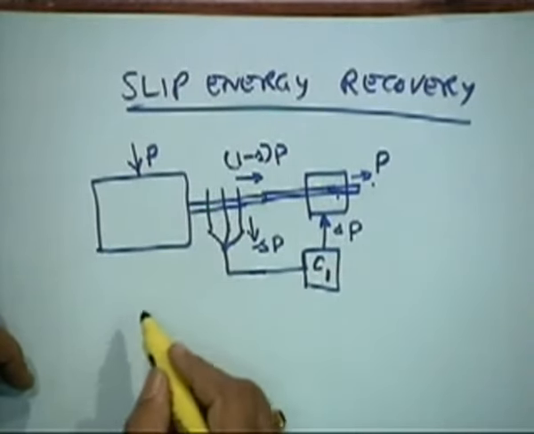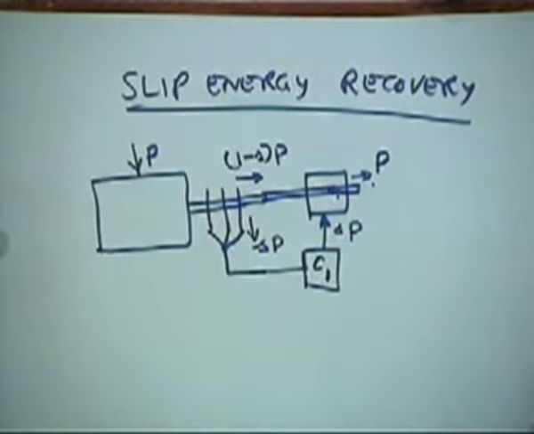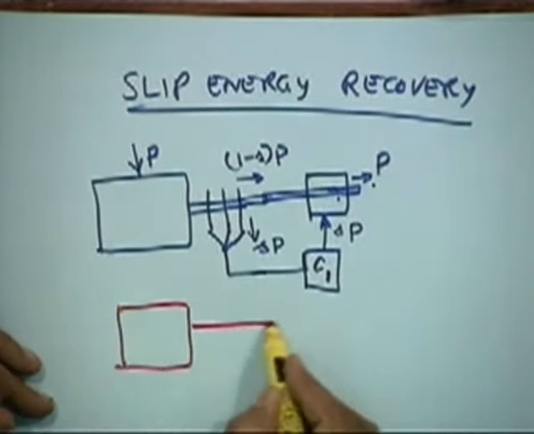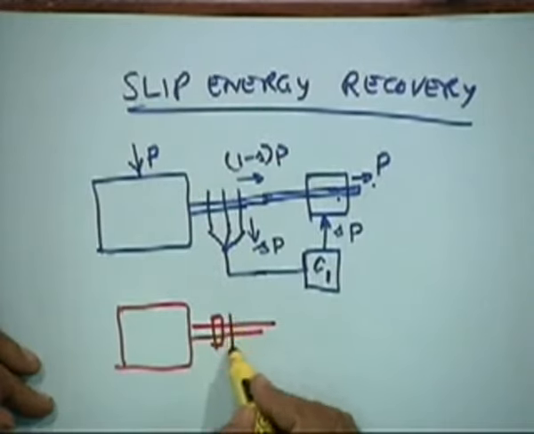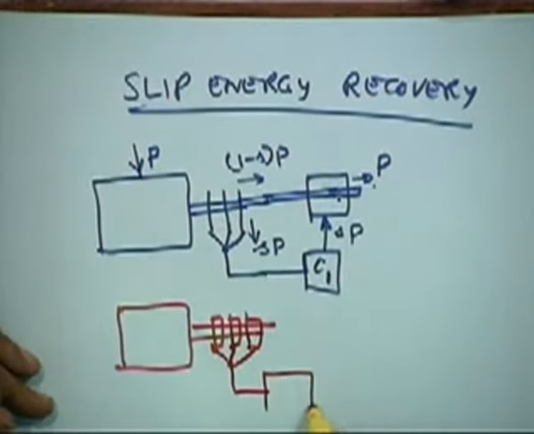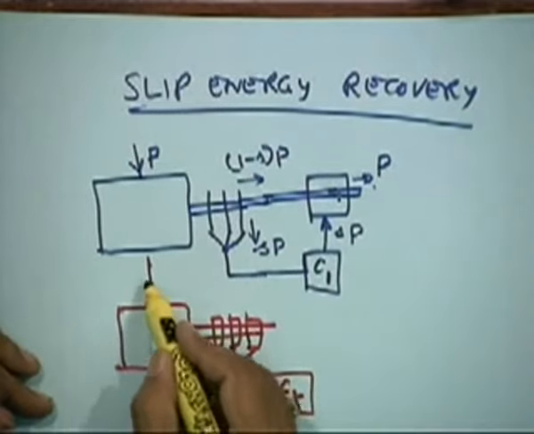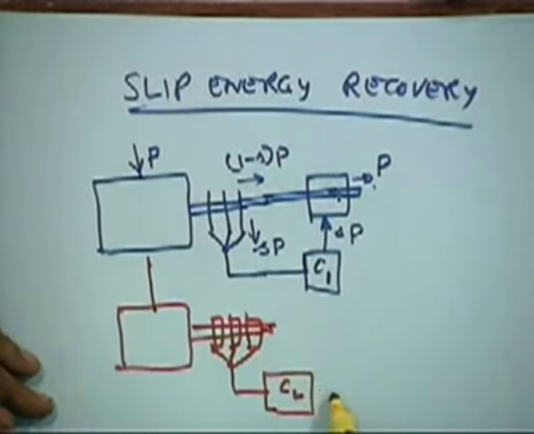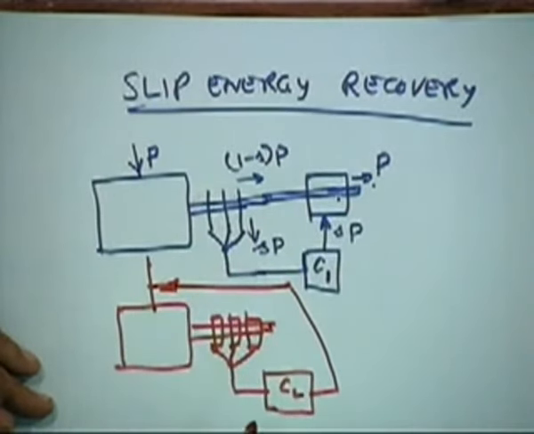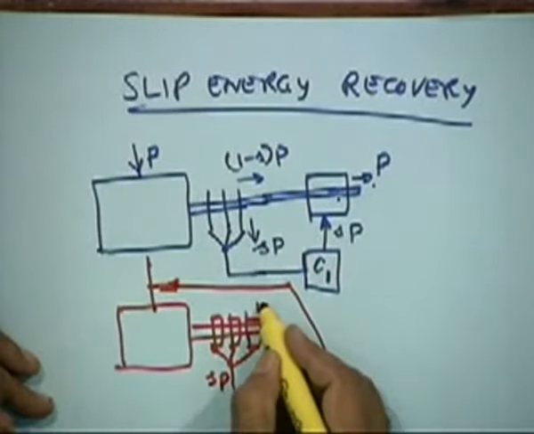And another possibility is, for the same slip power, you have another converter, let us call it C2, and instead of feeding to the shaft, you feed it to the mains. So this is S P, and this will be 1 minus S P.